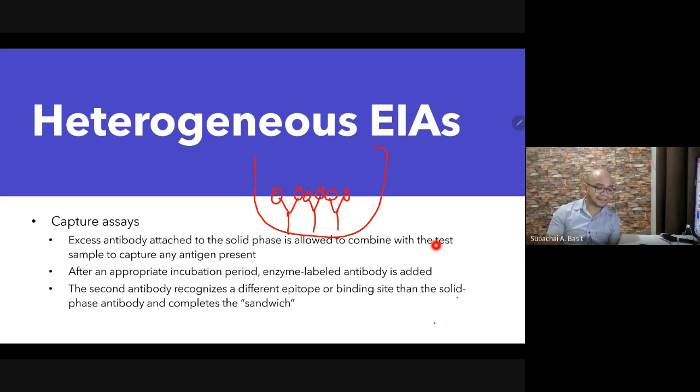After an appropriate incubation period, enzyme-labeled antibody is attached. Earlier, we added enzyme-labeled antiglobulin, which binds at the Fc portion of the patient's antibody. But this time, we are adding enzyme-labeled antibody.